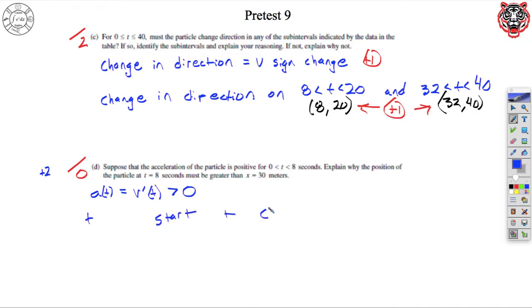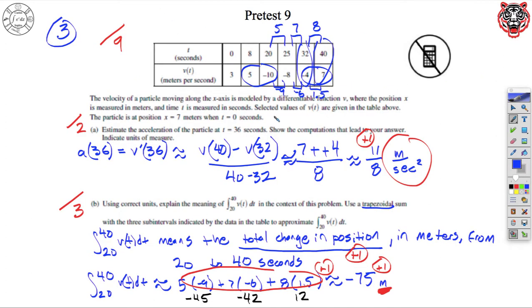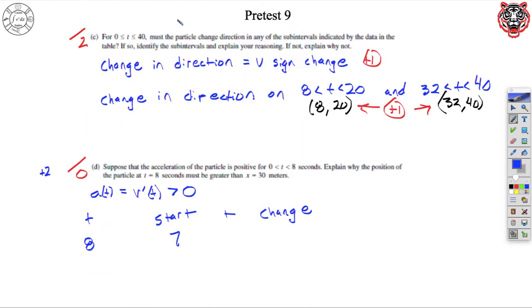Okay, so let's start calculating using start plus change. So t is going to be 8. Start is going to be our initial condition, which is 7. It says that over here. Initial condition is 7.30? And then the change is going to be the integral between 0 and 8 of v(t) dt. We need that to be something, and we don't know what this is. So let's take a note down here: 0 to 8 v(t) dt.